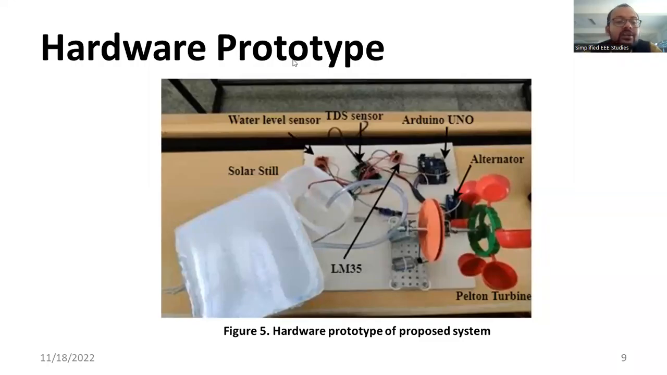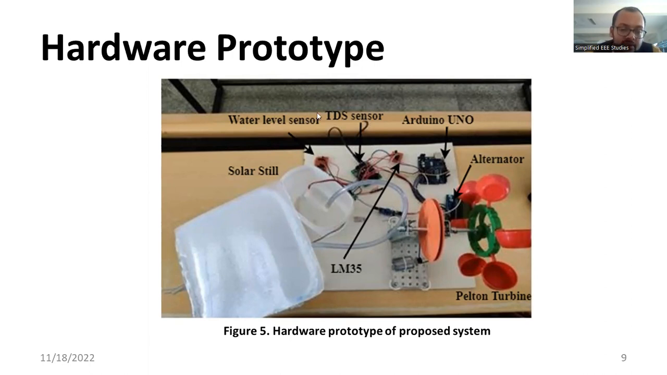Later on, what we have done is we have scaled down the entire parameter to a very low scale. It's very tiny, very compact, because we have some limitations in implementing it for a big project. So we made a prototype just for testing purposes.